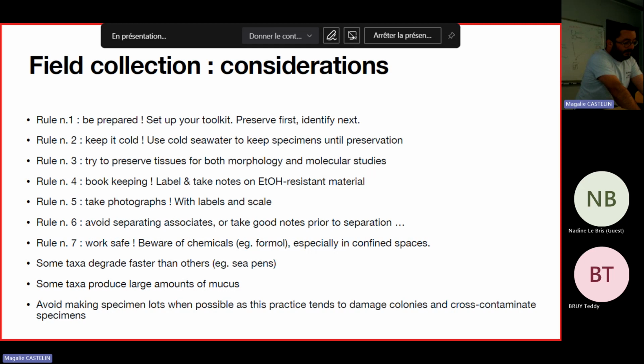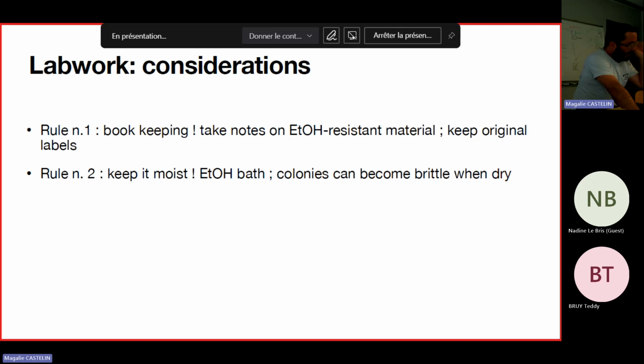When you're back in the lab, rule number one is make sure bookkeeping is spot on. No shortcuts about bookkeeping and taking notes. Make sure that the paper you use is good for long-term archival. There are pens that are really good, like a Japanese pen with long-term archival ink. There are papers that are ethanol resistant, water resistant, and it's important to keep original labels. So if you want to add a new label that has more information, don't throw out the original label.